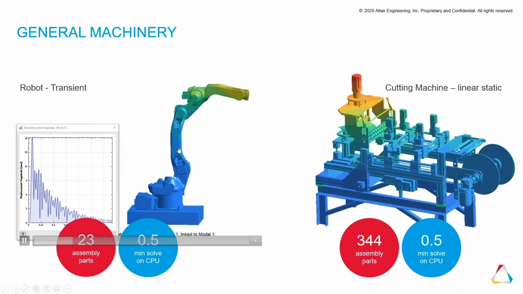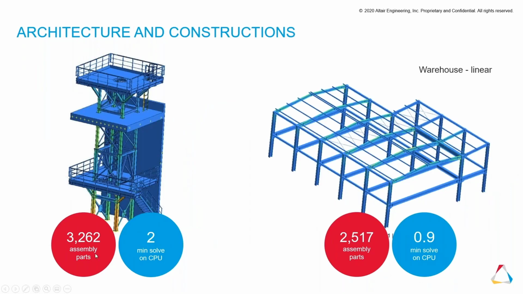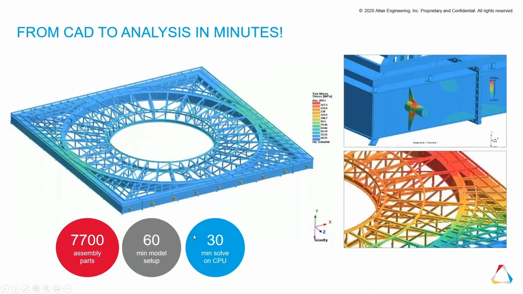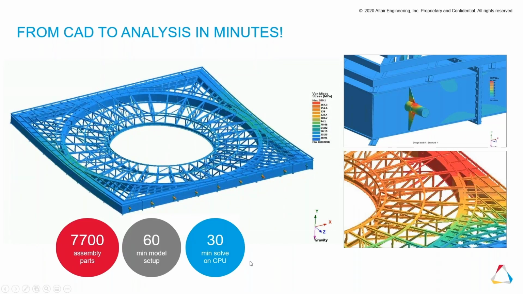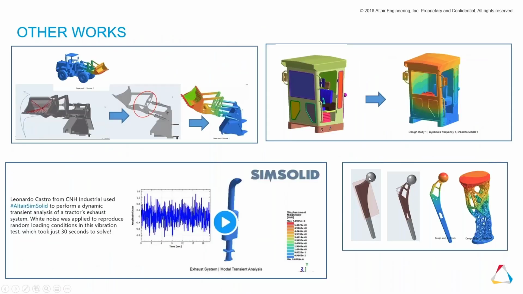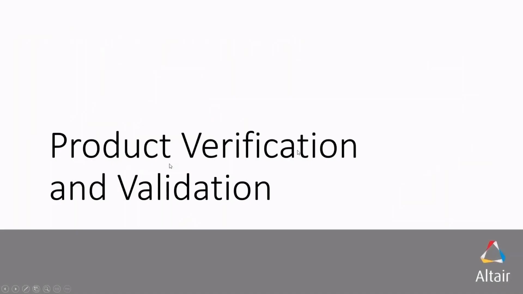There are other examples, such as general machinery, where a comparison of time and number of components has been given. For example, a 23-part assembly takes 0.5 minutes, 344 parts 0.5 minutes, 3000 parts 2 minutes, and so on and so forth. These are very large models of 7700 components, and it takes 30 minutes. There are many examples out there, and many available in the public domain as well. You can search. Now this talks about the speed, accuracy and power.